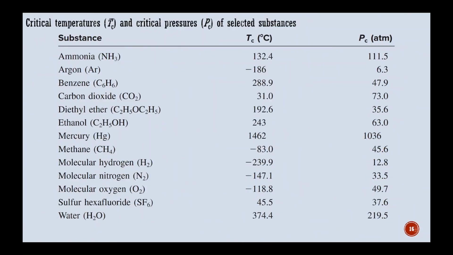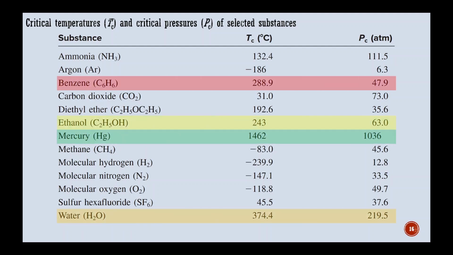The following table lists the critical temperatures and critical pressures of a number of common substances. Here again, the critical temperature of a substance reflects the strength of its intermolecular forces. Benzene, ethanol, mercury, and water, which have strong intermolecular forces, also have high critical temperatures compared with the other substances listed in the table. Now, let's move on to solid-liquid phase transitions.